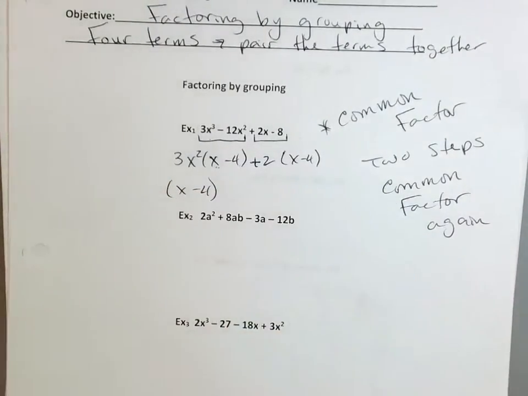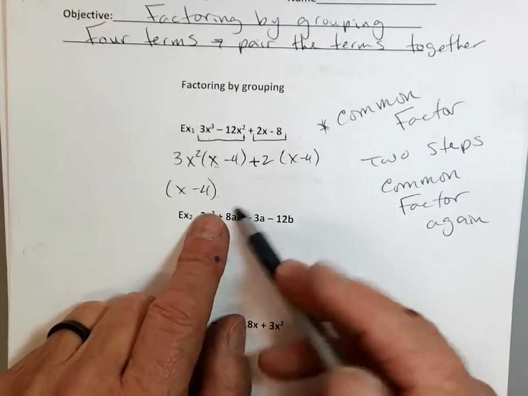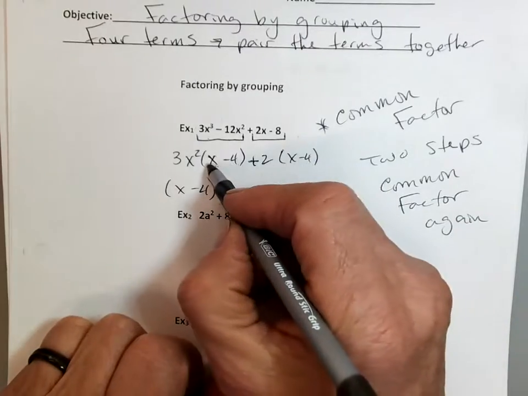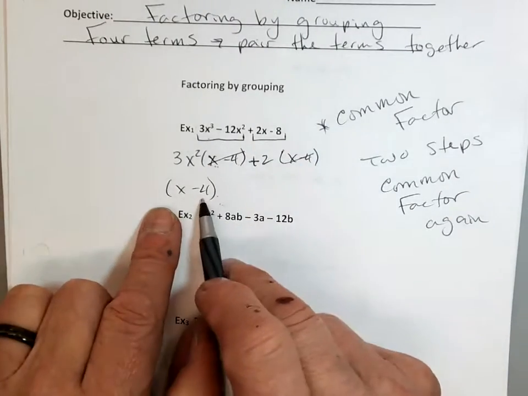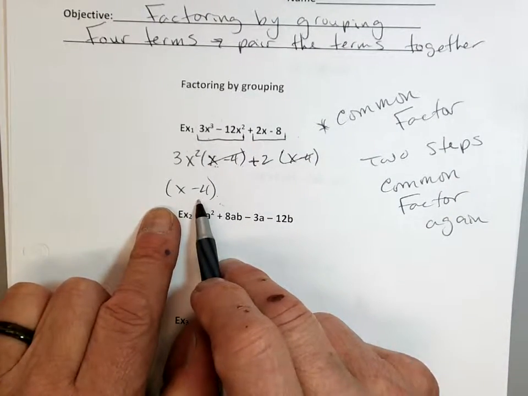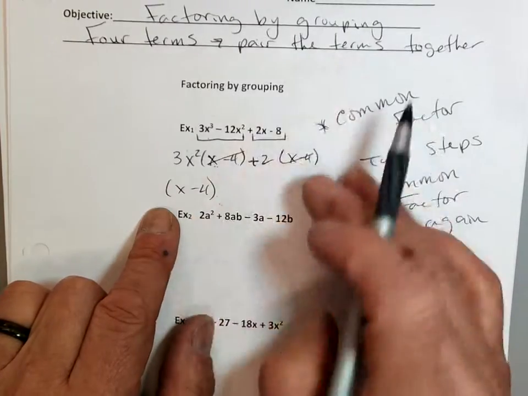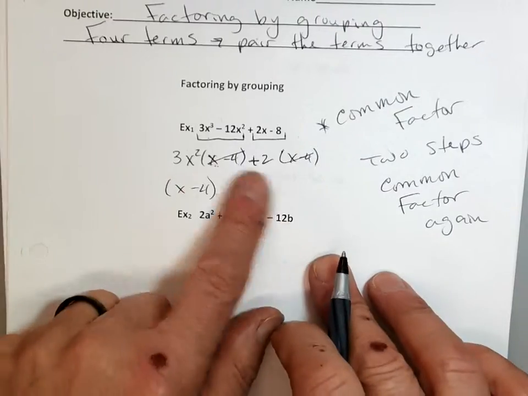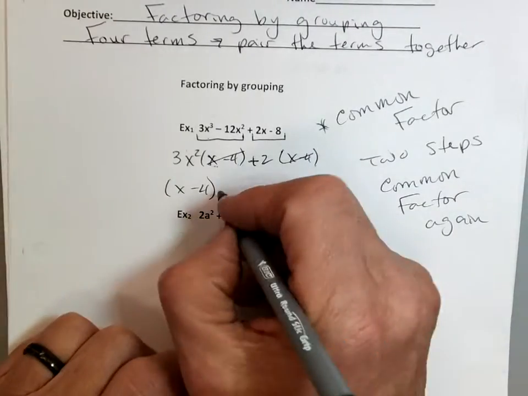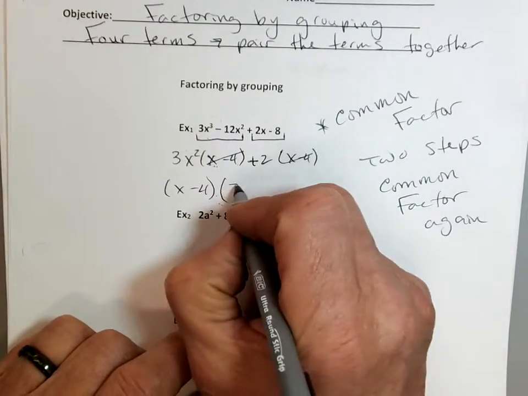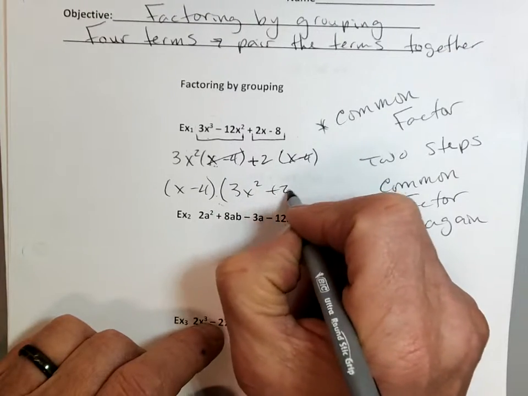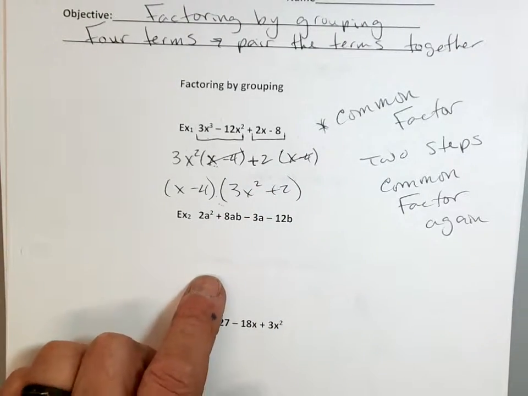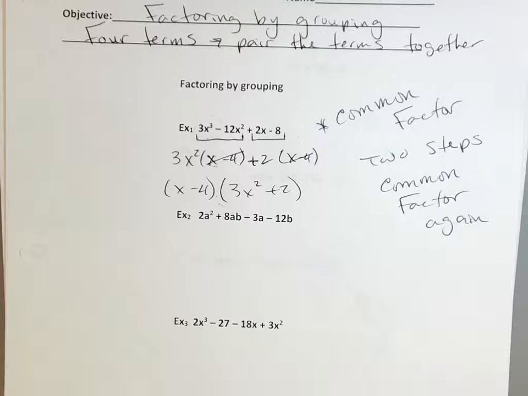Now, here's where kids get confused. I am going to take out the x minus 4, and this x minus 4 here represents both of them, because I pulled it out of both. And so I like to cross it out so I don't get confused. I took out the x minus 4, I cross it out. What's left over? X, 3x squared plus 2. And there you go. That's how you common factor by grouping.